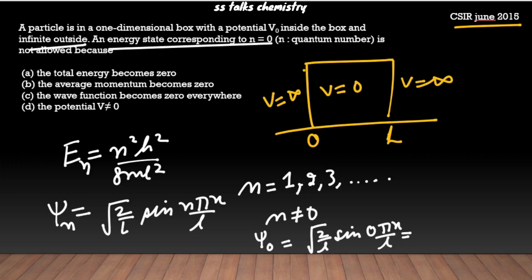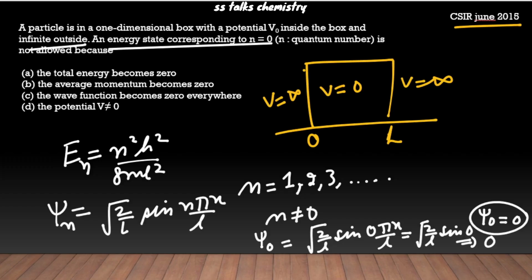So this is becoming the root of 2 by L into the sine of 0, and sine 0 we know is already equal to 0 only, which implies the wave function is becoming 0. So if the wave function is 0, how can you find the probability of existence of the particle? How will we find the energy or the momentum of it? Right? So that is why the n value is not equal to 0.